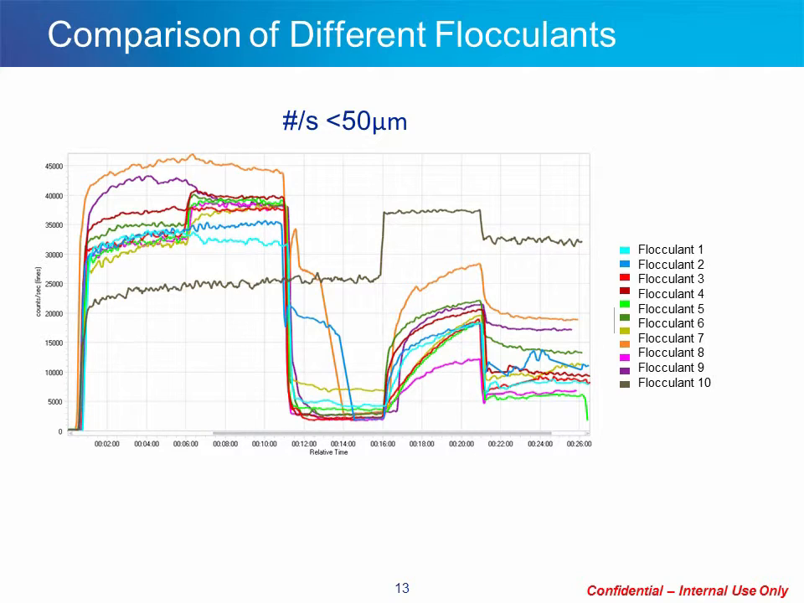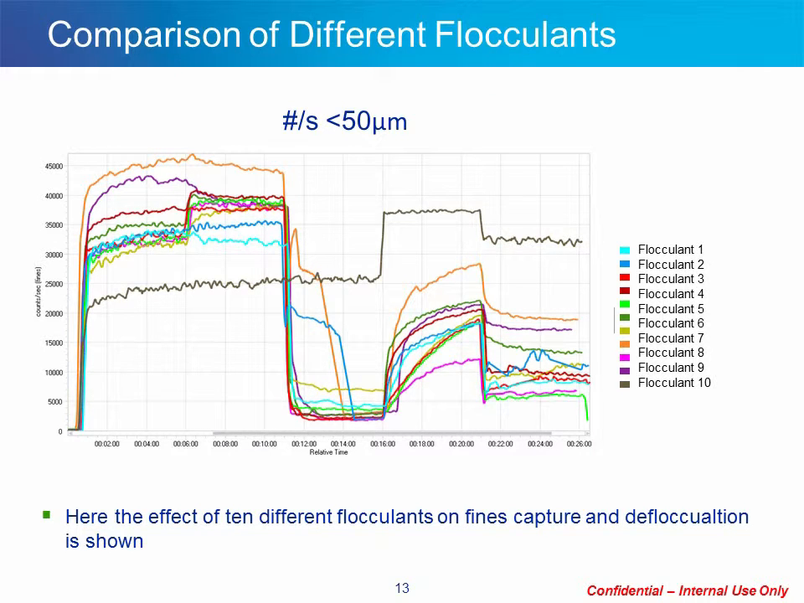Taking this experiment, we can look at the influence of the actual type of flocculant we use on our system. So here we're looking at 10 experiments where 10 different flocculants were used, and we're looking at the effect of the flocculant type on the counts less than 50 microns for the experiment that I just described. So this really becomes a very effective screening tool for understanding what impact different types of flocculant have on our system. And it's a very fast way to characterize or screen these flocculants for effectiveness. Here we're looking at the counts less than 50 microns.